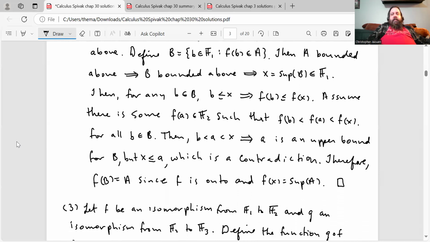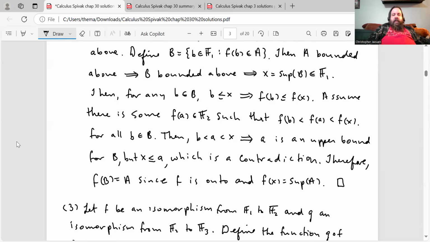Then for any b in the set B, b is less than or equal to x, which implies that f of b is less than or equal to f of x. Assume there's some f of a in the set F2 such that f of b less than f of a less than f of x for all b in B. Then b less than a less than x implies a is an upper bound for the set B, but x is less than or equal to a, which is a contradiction.